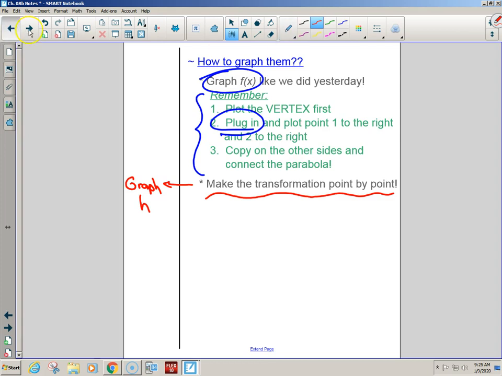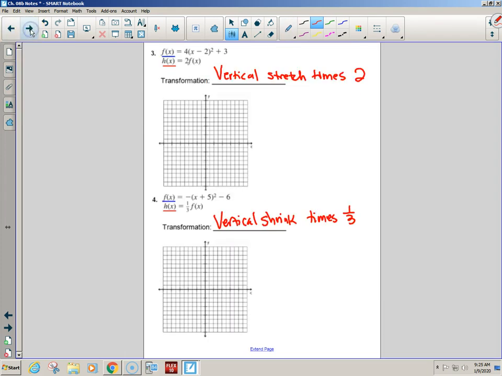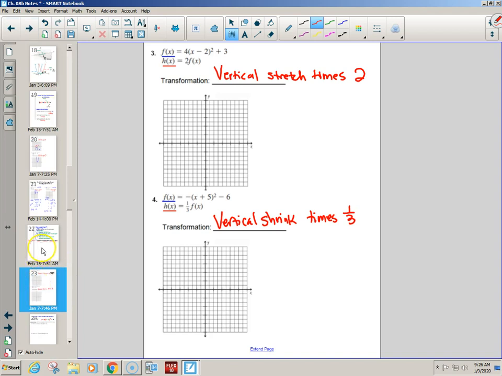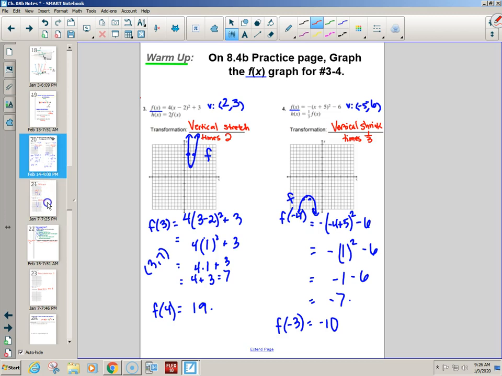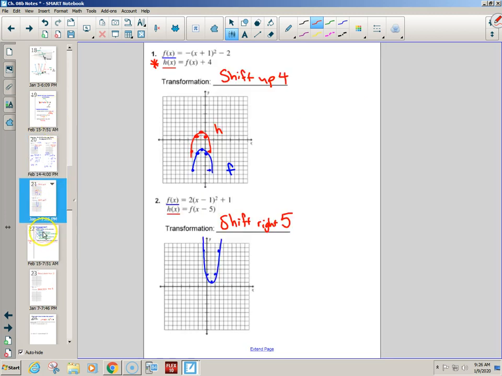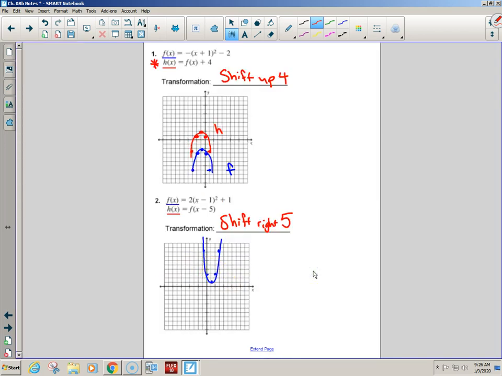So Max, go ahead and ask your question as I go ahead and shift mine right 5. Okay, let me get my graph wherever it is. Is this it? Yeah, this is it. All right, we're shifting right 5. 1, 2, 3, 4, 5. Right 5. 1, 2, 3, 4. Yeah, right?